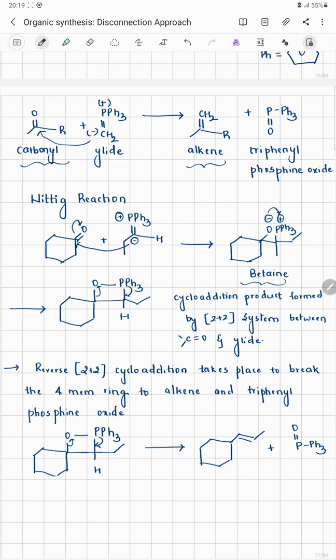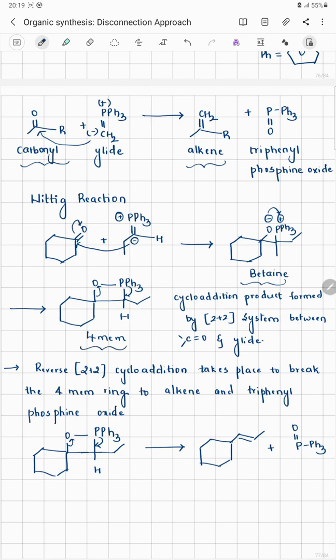This is going to turn in such a way that it gives me this four-membered ring. Now this four-membered ring is definitely not stable because of steric hindrance. We can observe that because of a lot of ring strain and steric hindrance, the four-membered ring is not stable.